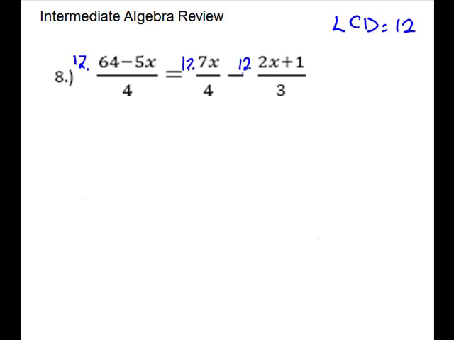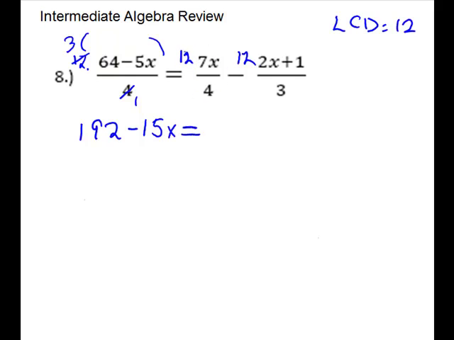Now, you're using that so that your denominator will divide out. So you don't want to jump and multiply the numerators. You're going to divide the denominators out before you actually multiply. So 4 will go into 4 one time, 4 into 12 will go 3 times. The 3 is what you will distribute. So we have 3 times 64 gives us 192. 3 times negative 5x will give us negative 15x. Bring your equals down.